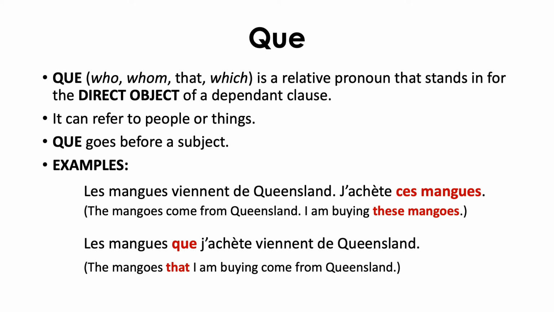And we can see, as I've said before, we've got que followed by a subject. So qui is always going to come before a verb that's conjugated, whereas que is always going to come before a subject.